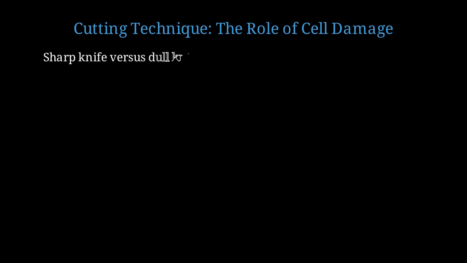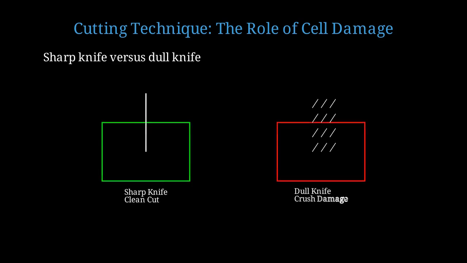Now let's discuss why cutting technique matters. The key is minimizing the number of cells you rupture and maximizing the speed of cutting. A sharp knife makes a clean cut through cells, rupturing only those directly in the blade path. A dull knife crushes and tears cells, damaging many more cells in the vicinity. With a sharp knife, you get a clean vertical cut with minimal cell damage. A dull knife causes extensive crushing and tearing, rupturing far more cells and releasing more lacrimatory factor.